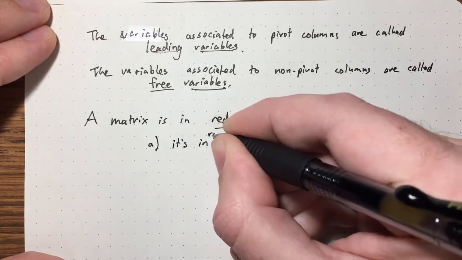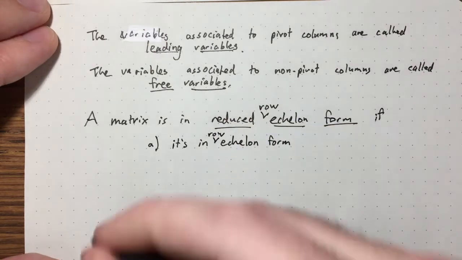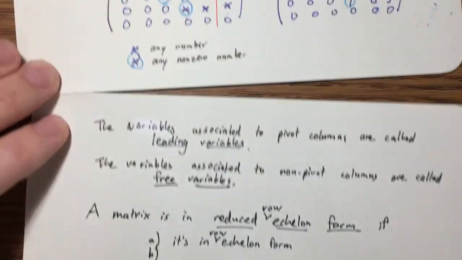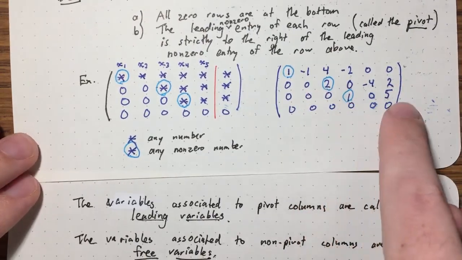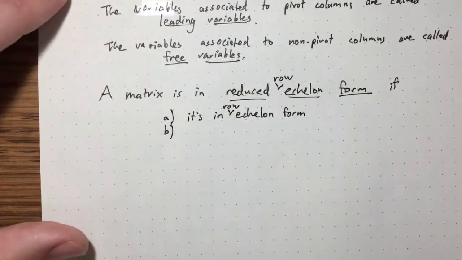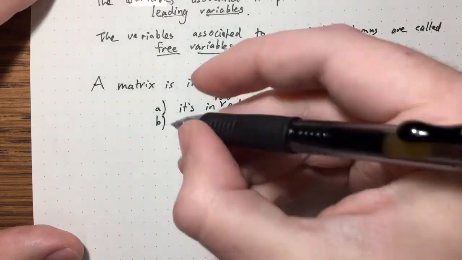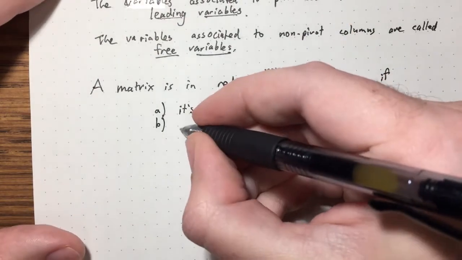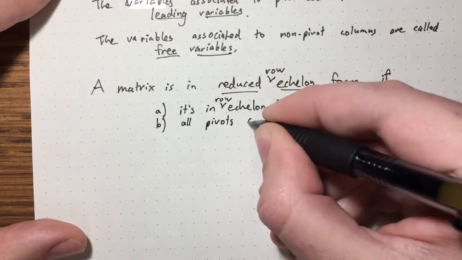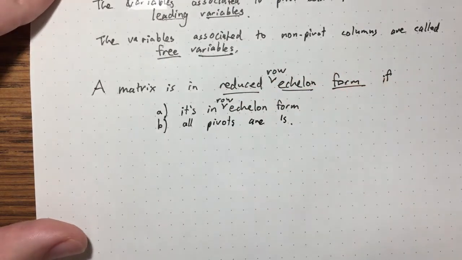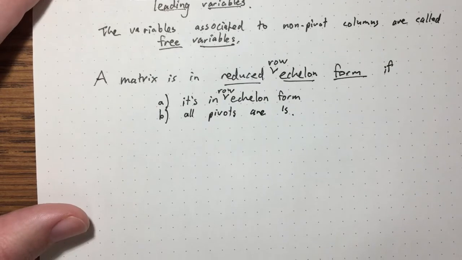It's in row echelon form. What's the second condition? Well, one thing we observed is that this 2 could have been a 1. We could have multiplied any row by anything we want. Let's fix all the pivots as 1s. So let's say all the pivots are 1s. Okay? All the pivots have to be 1s.